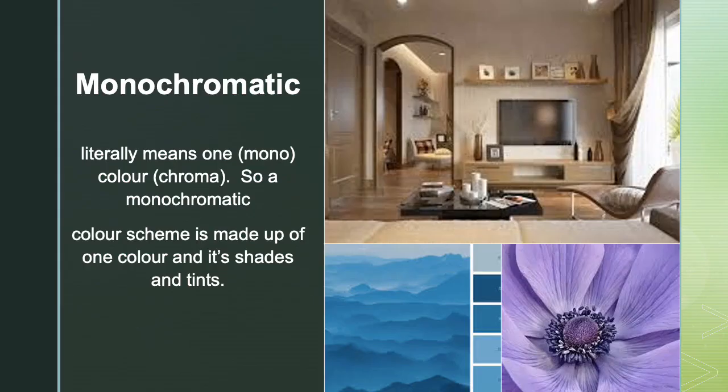Monochromatic color schemes. Mono means one, chroma means color. So, a monochromatic color scheme is made up of one color and its shades and tints. In this slide, you can see in images the shades and tints of blue, purple, and brown. A monotone color scheme is just one single hue and its variation in terms of tints, shades, and saturation.